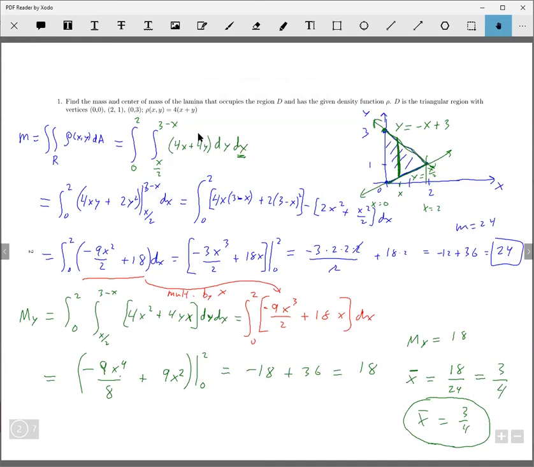Now the density here is kind of 4x plus 4y, so it's kind of hard to tell what the density does. But what this says is the density is going to be higher when you're further away from here. So 3/4 makes sense. If this were a uniform plate, 3/4 would probably not balance it, it'd probably be heavy over here. But because of the density, it's right there.